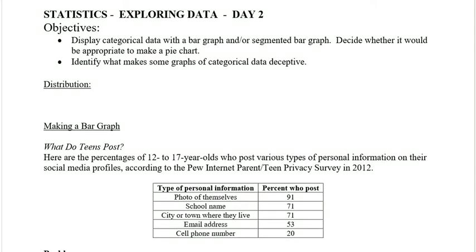Alright, in this video we are going to continue with our statistics, and we're going to learn to display categorical data with a bar graph and/or a segmented bar graph, which replaces a circle chart or a pie chart. Decide whether it would be appropriate to make a pie chart, which we wouldn't make anyway, but identify what makes some graphs of categorical data deceptive.